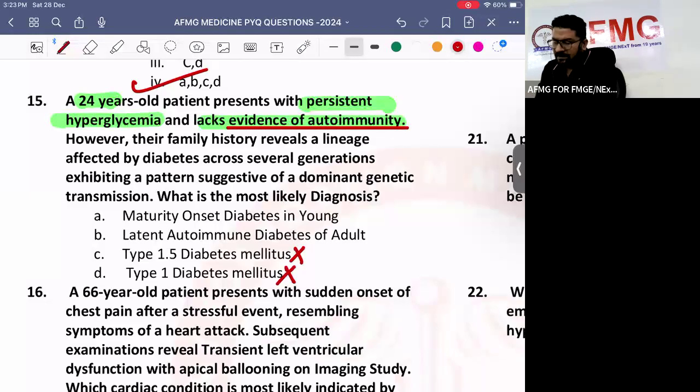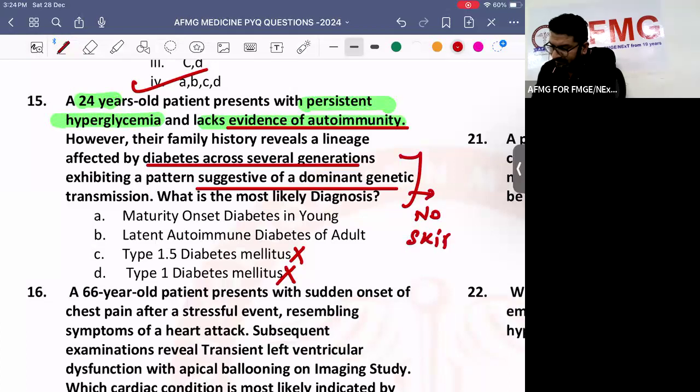No autoimmunity. Family history reveals the lineage affected by diabetes across several generations. Pattern of dominant genetic transmission. It means they are telling you, these two lines are telling you there is no skipping. No skipping means grandfather has it, father has it, son has it, his son has it, right? It means there is no skipping, all generations are affected. So this is the classical feature of MODY.